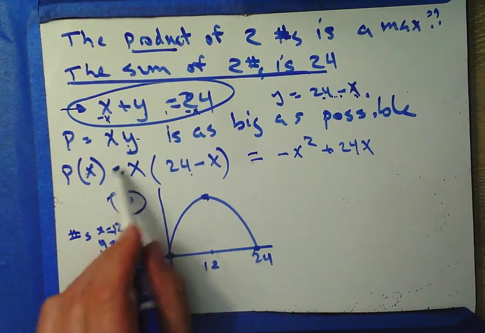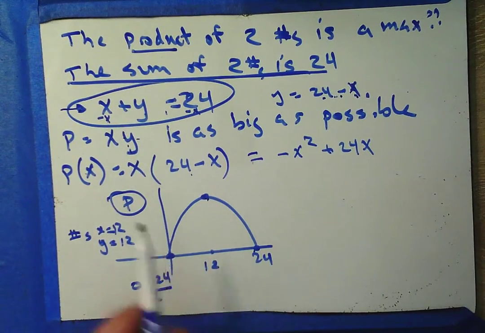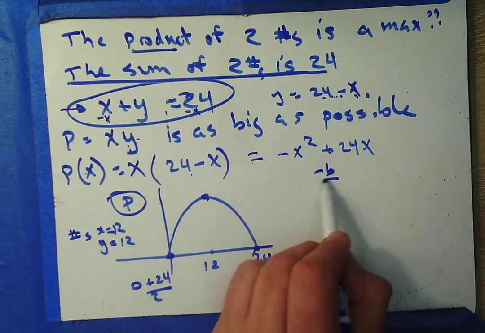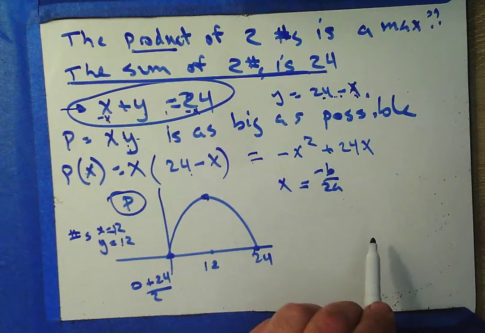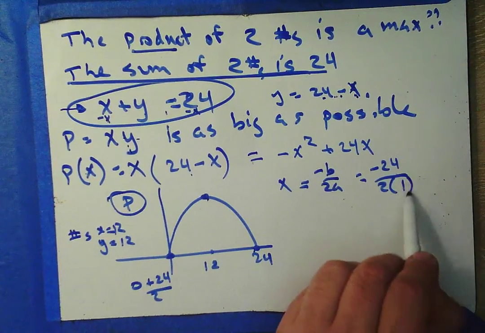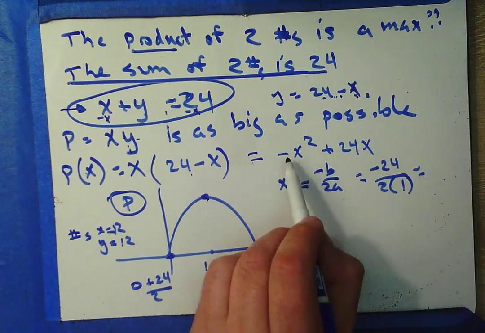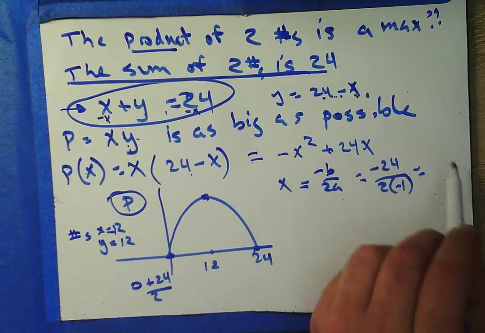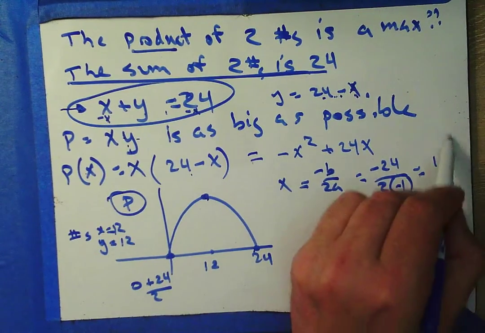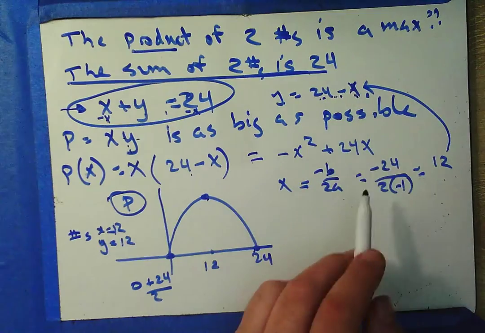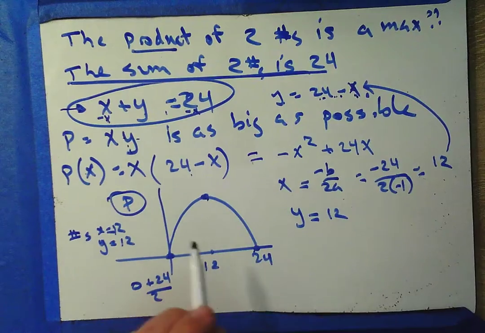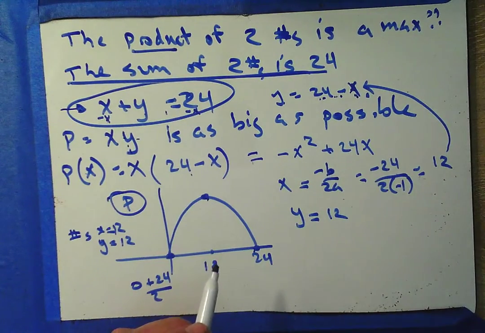Okay, that was doing it from intercept form graphically, but we could also go from general form using minus b over 2a to find that x value. So minus negative 24 over 2 times negative 1, and I end up with positive 12 again. And again, if x is equal to 12, I know that y is 24 minus 12, and so y equals 12 as well. So those two numbers are going to be 12.